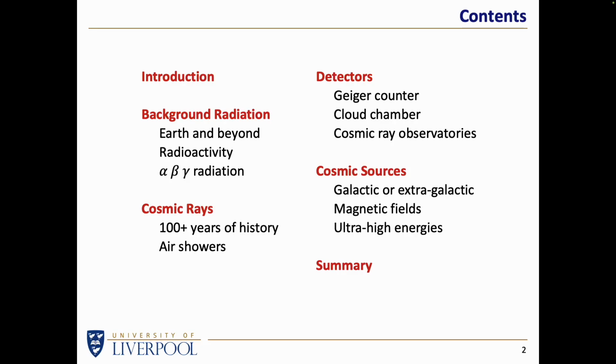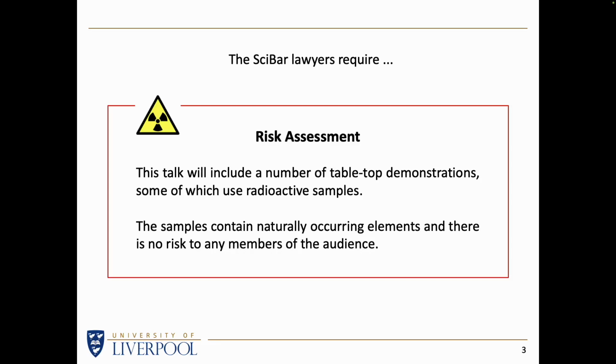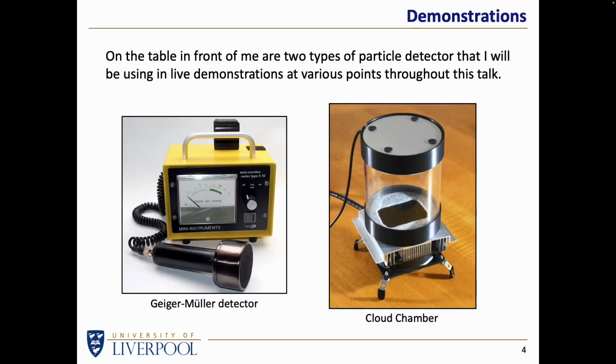So firstly, I have to tell you, because I'm legally obliged to do so, I have some radioactive samples on the front bench, and the SciBar lawyers insist that I tell you that there is no risk to any member of the audience. Assuming you don't come up here, take one and eat it, then everything will be fine. I've got a couple of detectors on the front bench. Some of you may have already seen them. I've got a Geiger-Müller detector, otherwise known as the Geiger counter, and I've got a cloud chamber. And we're going to be using those detectors in due course, dipping in and out of them in between the PowerPoint slides.